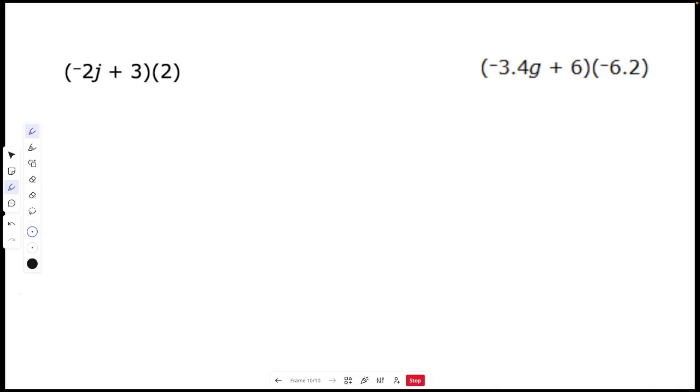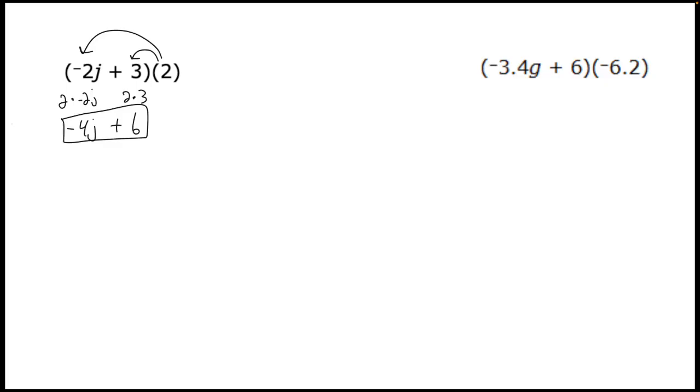Okay, now that you've had time to work these problems, let's check your answers. For the first problem, you should have done 2 times negative 2j, which is negative 4j, and 2 times 3, which is positive 6. So your final answer was negative 4j plus 6.